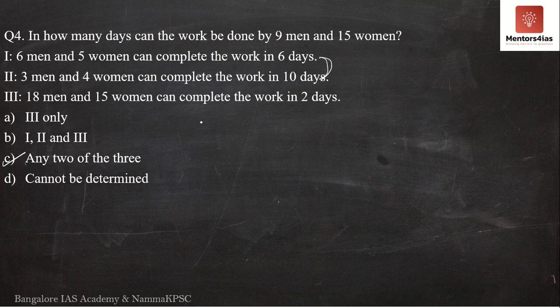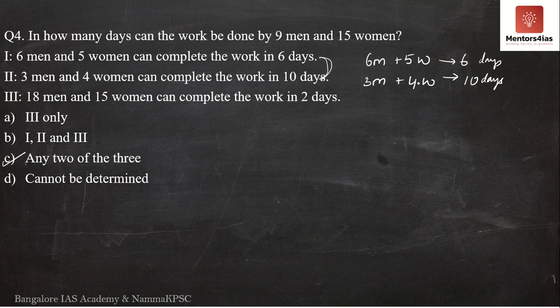I'm going to represent men by M and women by W. So 6 men and 5 women can complete the work in 6 days. 3 men and 4 women are able to complete the work in 10 days. Correct? Now, in the previous video, we did solve a similar problem like this. And I did mention that whenever you have 2 simultaneous equations like this, I cannot represent the equations in terms of days. I have to change it to the amount of work to be completed.